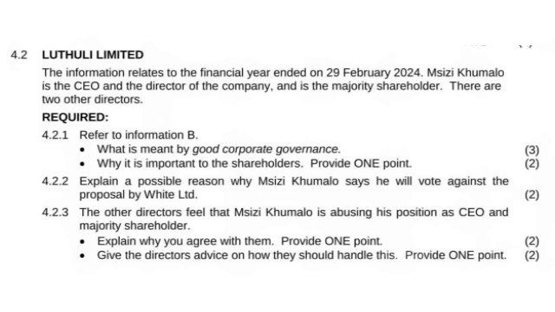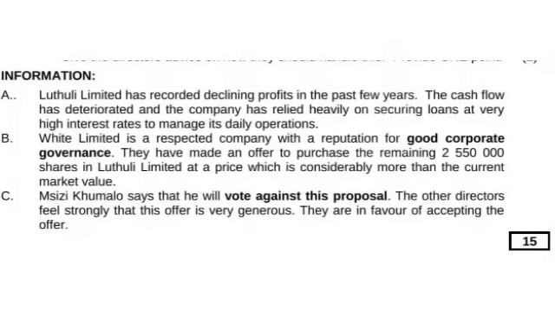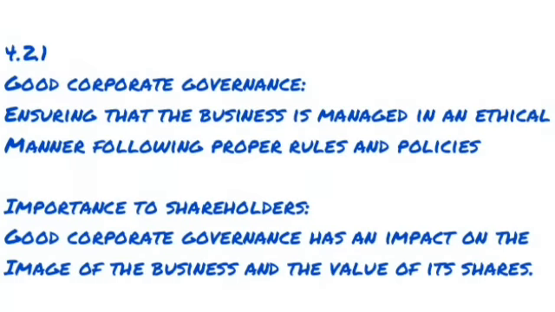Then 4.1.2, it says refer to information B. What is meant by good corporate governance and why is it important to shareholders? So in information B, it says White Limited is a respected company with a good reputation for good corporate governance. They have made an offer to purchase the remaining 2,550,000 shares in Lutuli Limited at a price which is considerably more than the current market value. So, what is good corporate governance and why is it important to the shareholders?